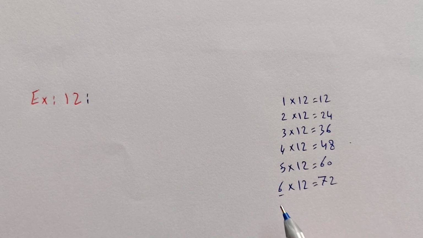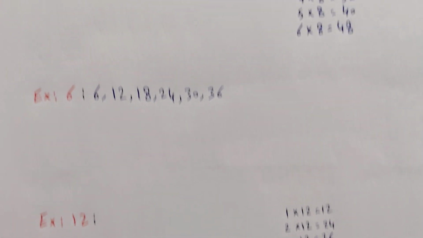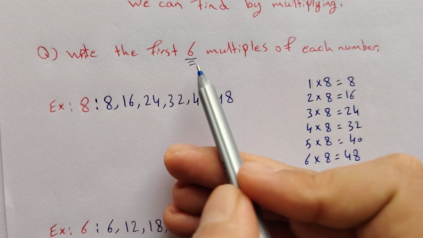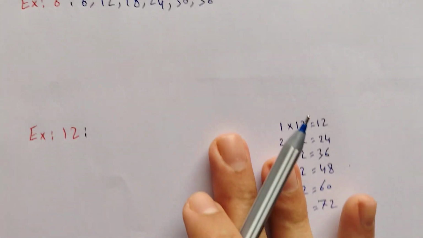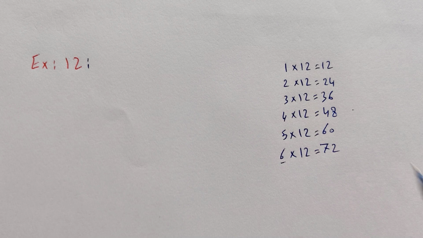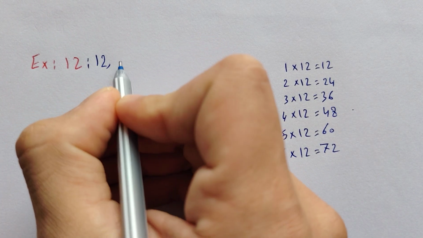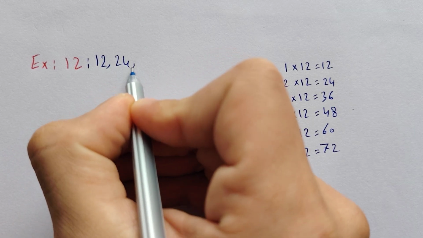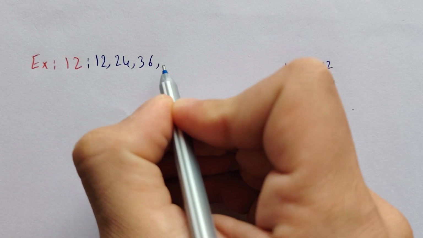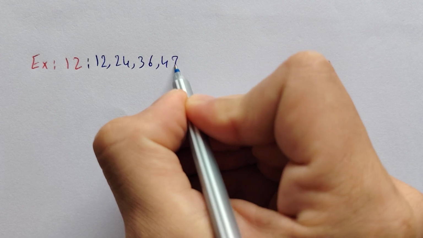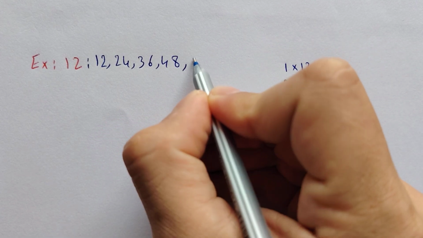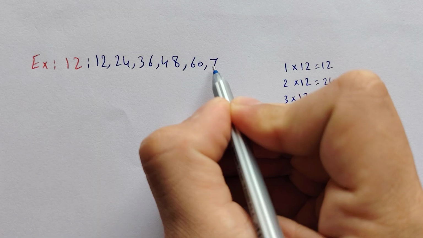Why did I only multiply till 6? Why didn't I say 7 times 12 also? Because the question is asking for 6 multiples. Now I'm only gonna write the products, so the first multiple will be 12, then 24, 36, 48, 60 and 72.